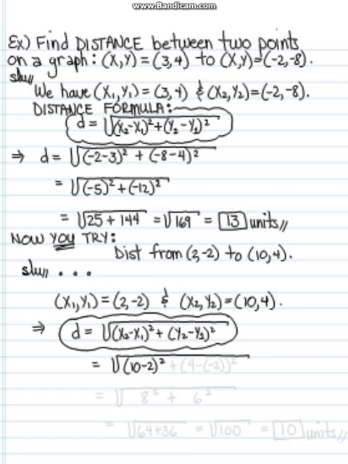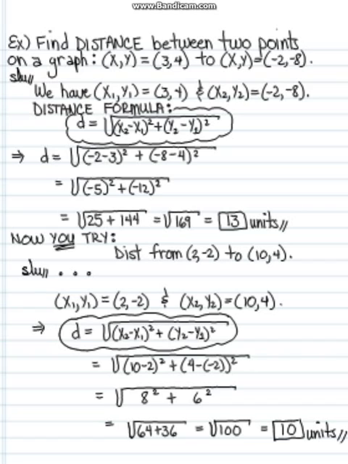We get the square root of 10 minus 2, which is 8 squared, plus the 4 minus a -2, which is 6 squared. That's the square root of 64 plus 36, which is a nice square root of 100, which is 10, because 10 squared is 100. So these 2 points are 10 units apart from each other.